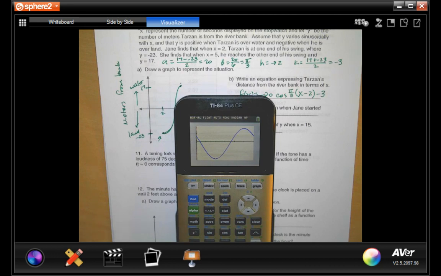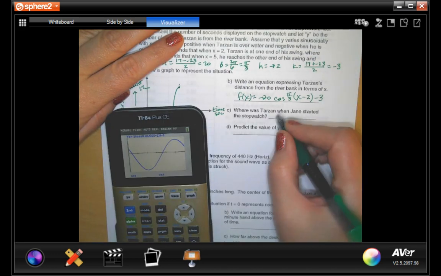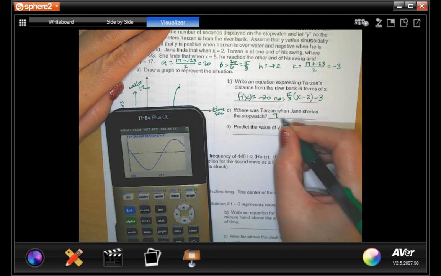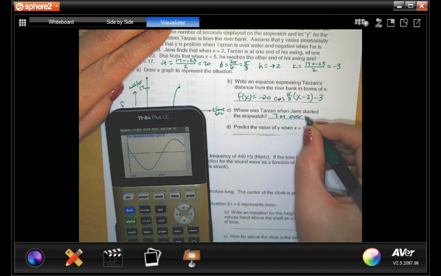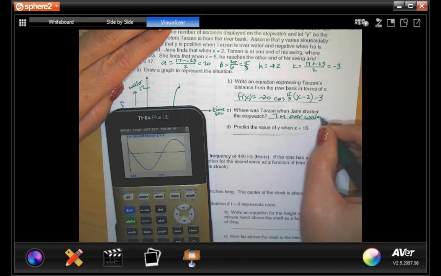You nerd. Okay, so what about part C there? It says, where was Tarzan when Jane started the stopwatch? So how could we find out where he is when she started? So at 0. Yeah, so trace and then type in the number 0. We get 7. What does that mean? He was 7 meters above water. Yeah, we're just going to say 7 meters over the water.